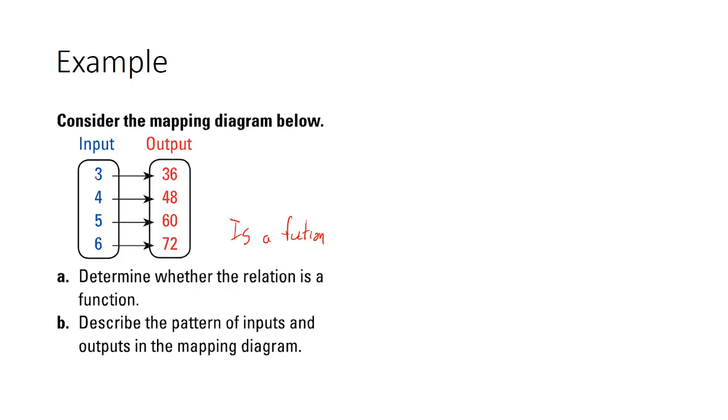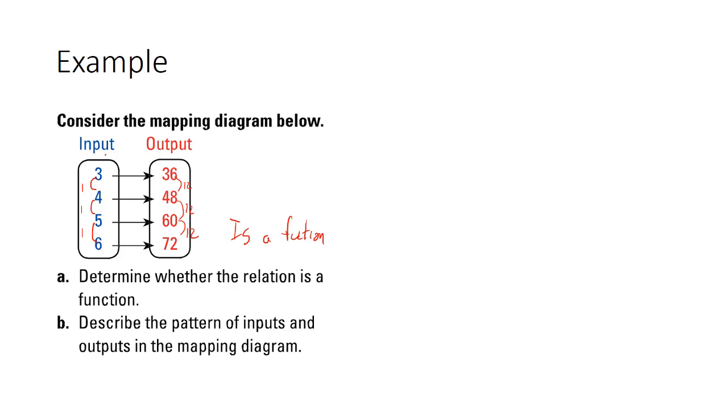Well, there's a pattern here. Every time we changed our input, we went up by 1. But that doesn't relate it to the outputs. Every time these outputs went up, we went from 36 to 48. That went up by 12. 48 to 60 went up by 12. 60 to 72 went up by 12.